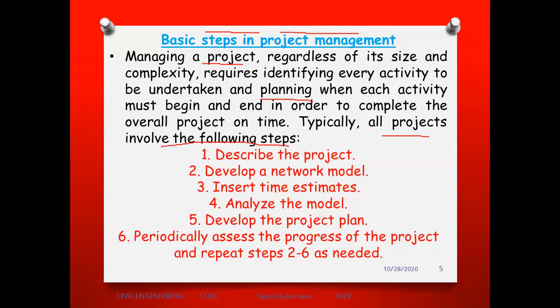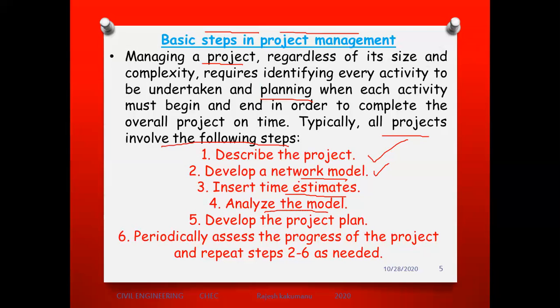Then what are the steps involved? The first one is describe the project. First we have to describe the project. So we have to show the description of a project to the client or yourself, right? Describe the project in detail. Next one, develop a network model. So after getting the full information about the project, how to do, when to do, what to do, where to do, then you have to develop a network model. Once you see the model, then automatically you can understand what's going on. Next, insert the time estimates. Next, analyze the model.